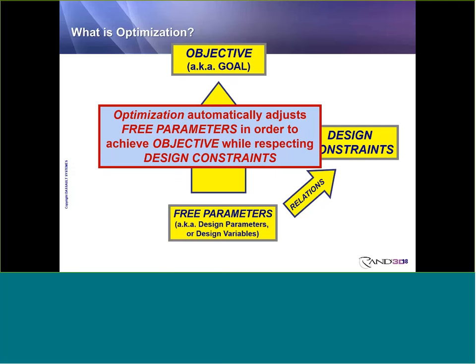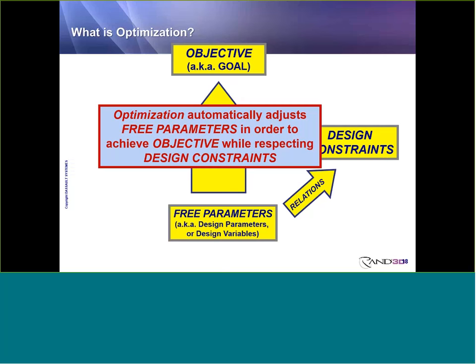So once we have all those ingredients in place and we run the tool, what happens, optimization algorithm, and there are several available in CATIA, we'll talk about it a little later. So optimization algorithm automatically, without user involvement, adjusts free parameters in order to achieve objective while respecting design constraints.